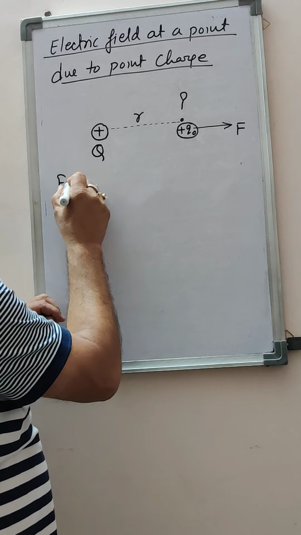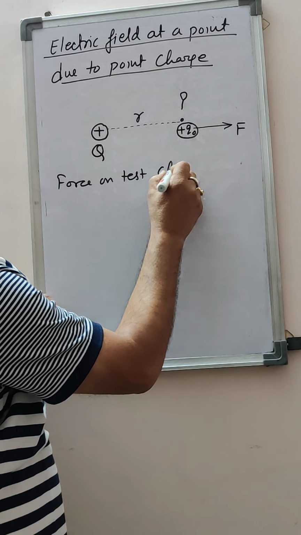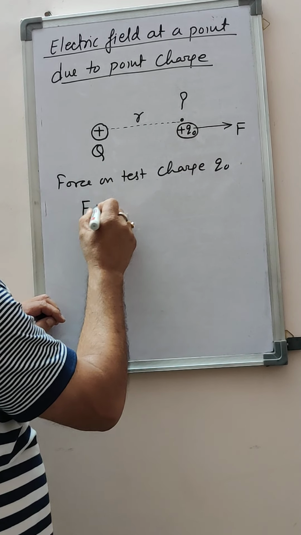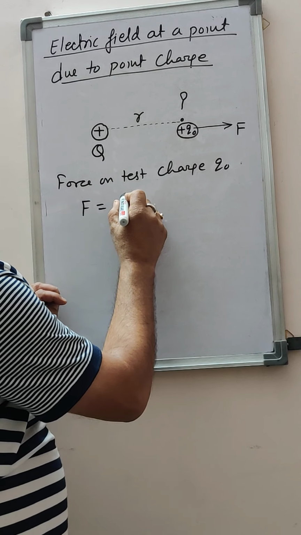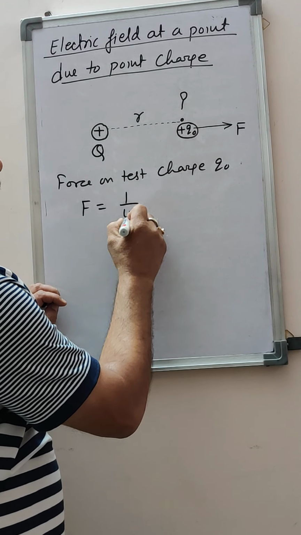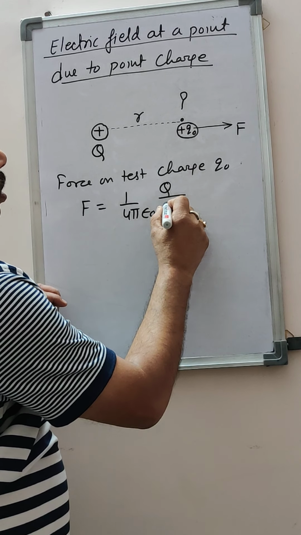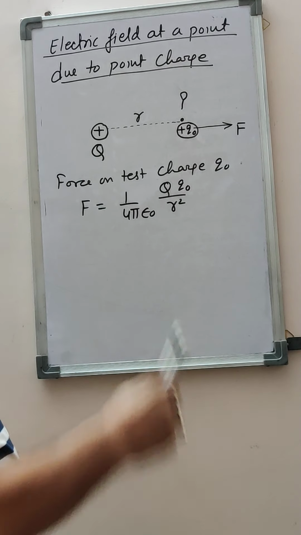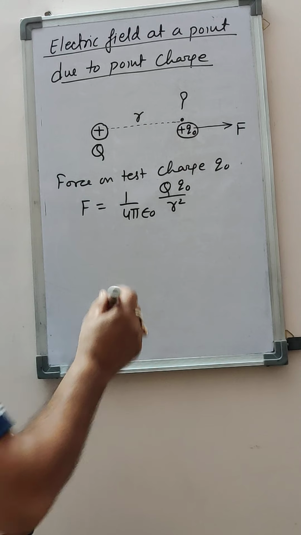So the force on test charge Q naught will be given by Coulomb's law. F is equal to 1 by 4 pi epsilon naught Q upon r square multiplied by Q naught, that is, 1 by 4 pi epsilon naught Q Q naught upon r square.